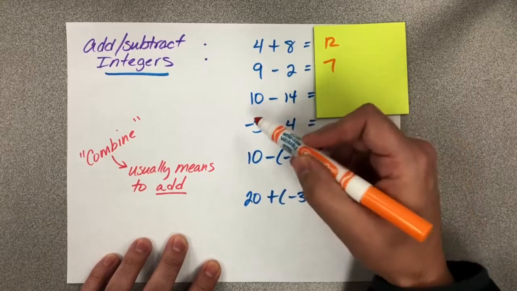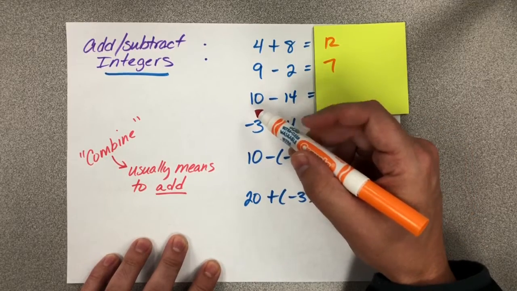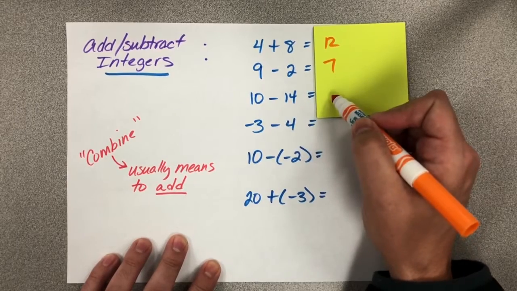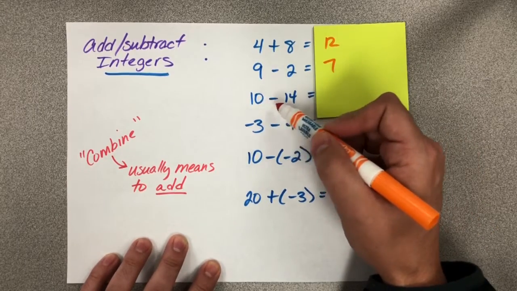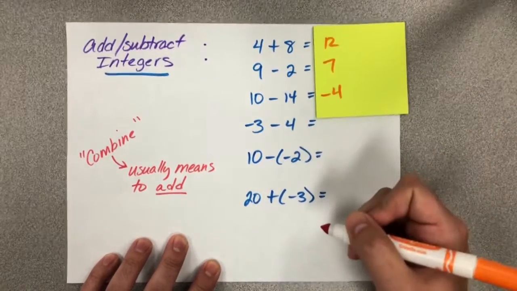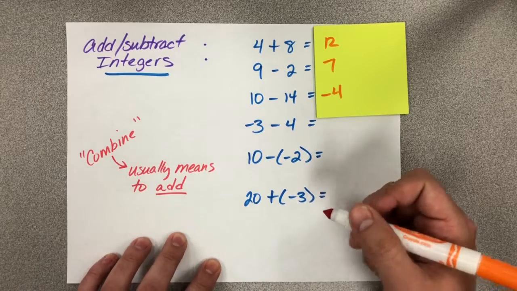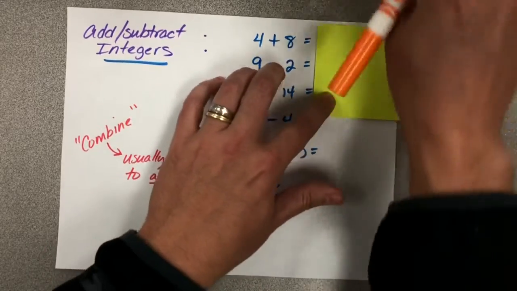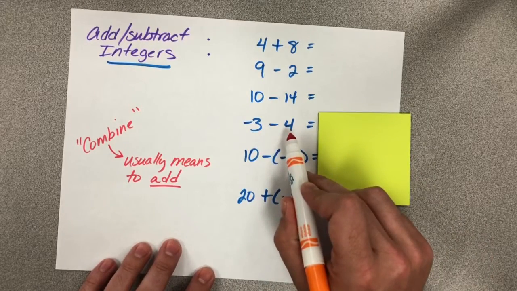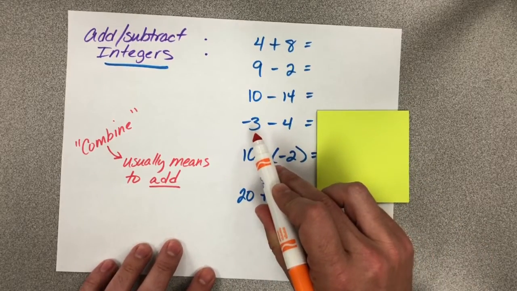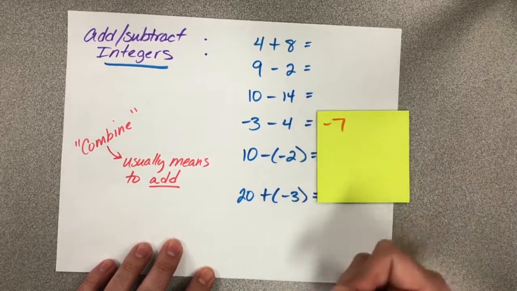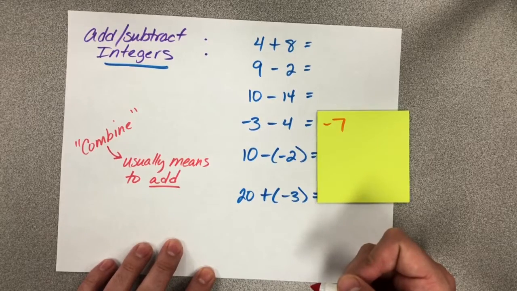10 minus 14. This is like taking $10 and then taking away $14. Well, you're not going to have a positive number of dollars left. If you take $10 and you subtract $14, you are now in the hole $4. So the answer to that one is negative 4. Moving on, negative 3, and then take 4 more away from it. So you're already in the hole $3. You owe somebody $3. Now you're taking 4 more away. Now you should be in the hole a larger amount.